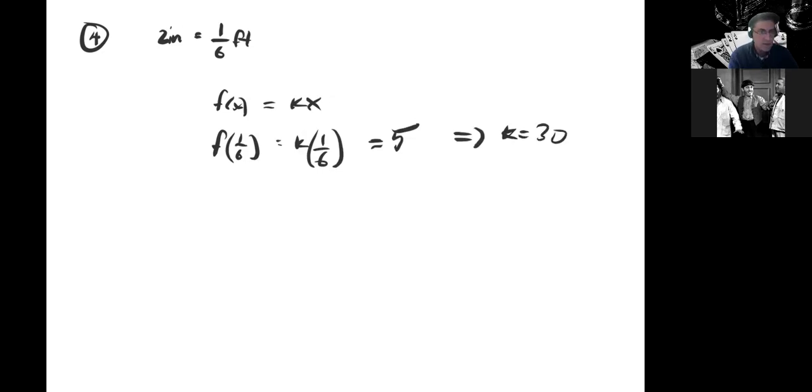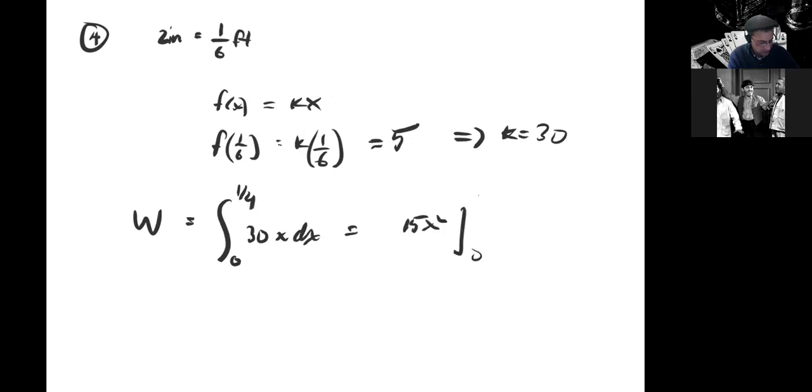And so the question is, how much work is done in stretching it from its natural length to 3 inches beyond its natural length? So that's going to be the integral from 0. Now, what is 3 inches? That's 1/4 of a foot, of kx dx, which is 30x dx. So we get 15x squared is the antiderivative from 0 to 1/4. And we get 15/16 foot-pounds. Okay, so that wasn't so bad.